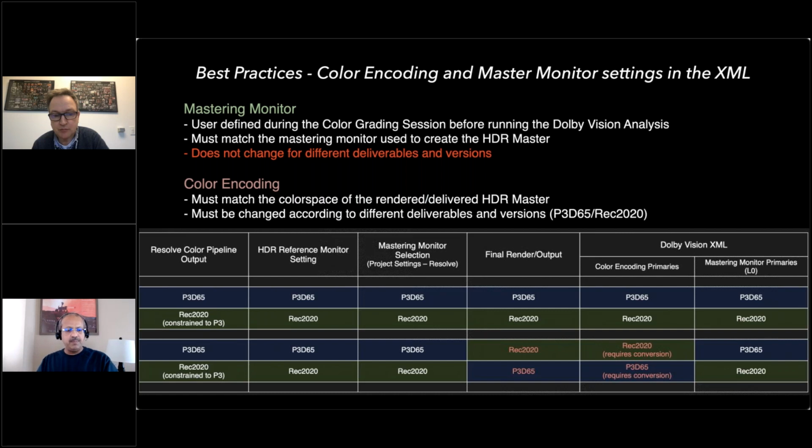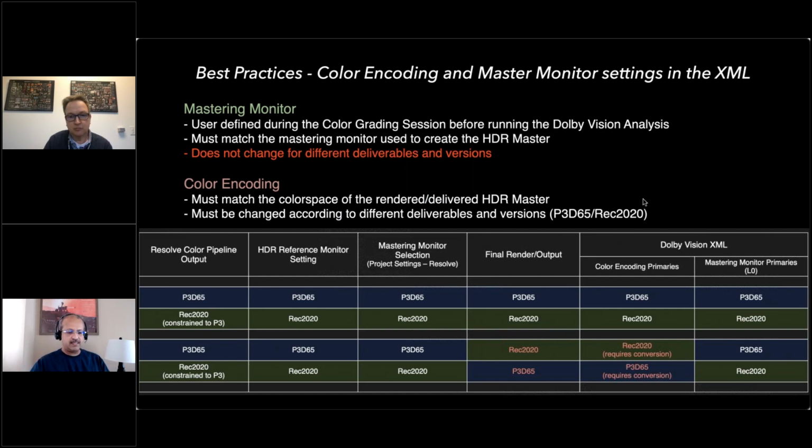Now, the second parameter that's important is the color encoding. The color encoding is a description inside the XML. It describes the image component that goes with the Dolby Vision Master. So a Dolby Vision Master is delivered as an image component and a metadata component, right? And the image component is usually rendered as P3 or rendered as Rec 2020. Whichever format you decide to render, that needs to be specified in the color encoding. And we have a knowledge base article on that because, like I said, it's a question that keeps coming up.